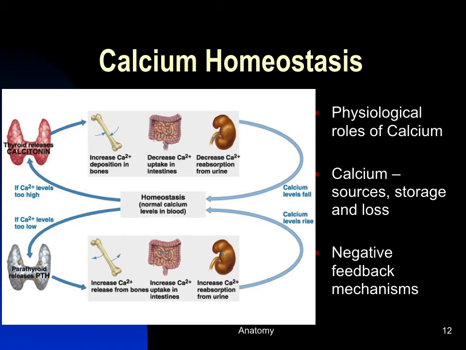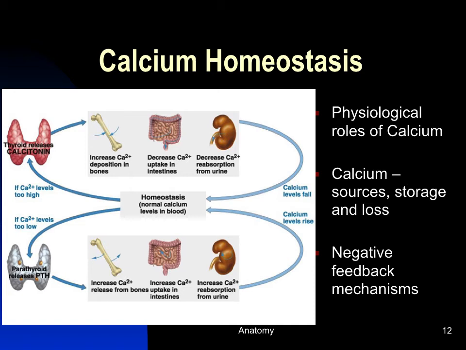glands, the thyroid gland and the parathyroid gland. These are in your neck. The parathyroid glands is actually 4 little glands that sit on the back of the thyroid. If calcium levels drop, these parathyroid glands release parathyroid hormone, PTH. And PTH has 2 or 3 roles. It will increase calcium uptake in the intestine as long as vitamin D is present. It'll reduce calcium loss in the urine, and then it'll increase calcium release from bone.